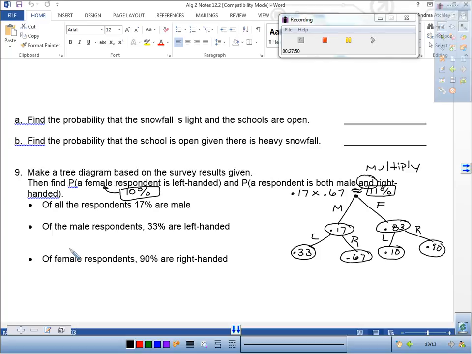Okay, you guys have a worksheet, 12.2. You guys can start working on that right now.